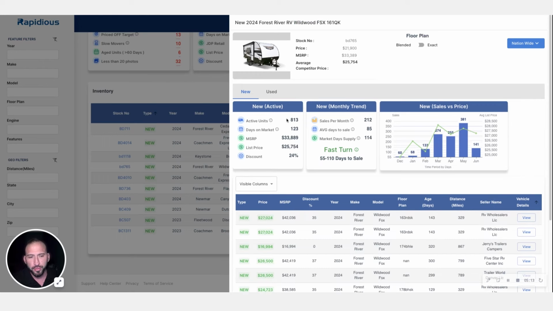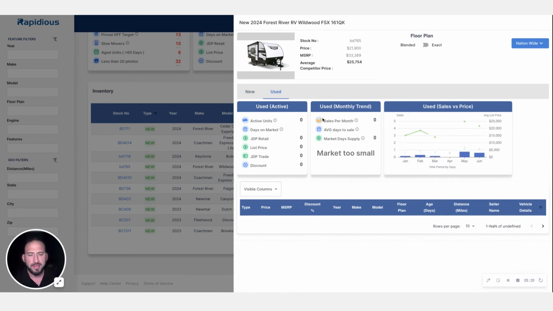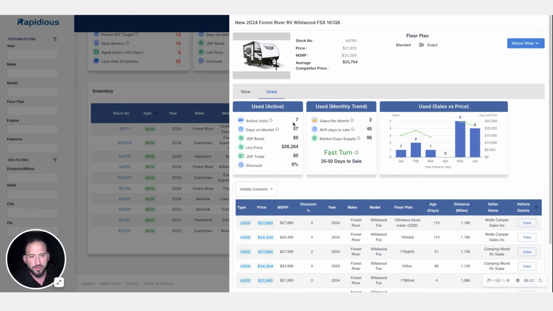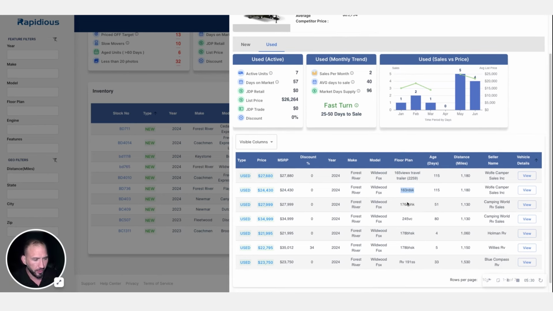So now you can see there's 813. Now, in this situation, it may not be the best example as to why you should blend, but maybe if it was on the used side, and see now you can actually see there are 7 used for sale already with Wildwood FSXs, just not the 161 floor plan. But you can go through here and see what those are.